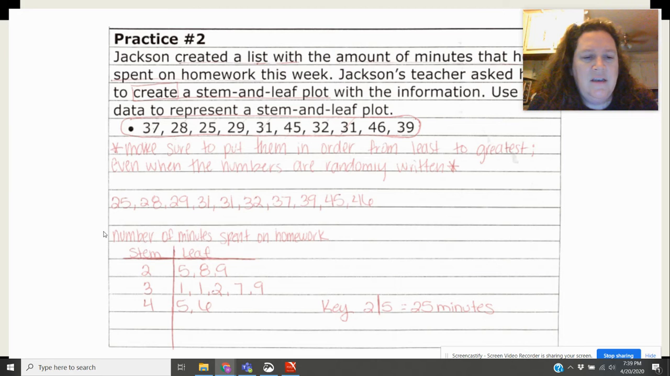So our title is number of minutes spent on homework. We have stem, leaf. I call this my T chart, okay? The key is a 2 in the stem column, the bar, a 5 in the leaf column, equals 25 minutes. So the stem and leaf plot has 2, 3, and 4 in the stem column. And then it says 25, 28, 29, 31, 31, 32, 37, 39, 45, 46. And so that would be the complete answer for that problem. Remember to pause the video to make your paper look like mine.